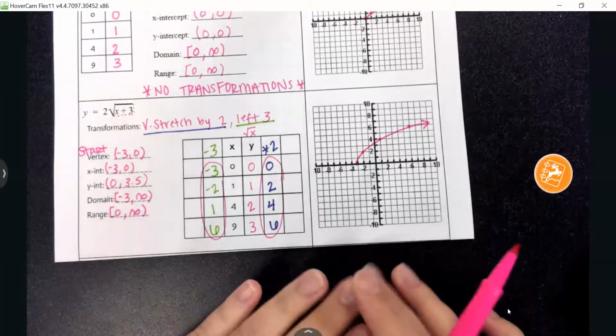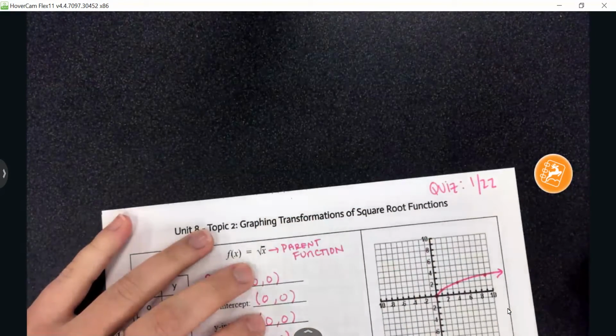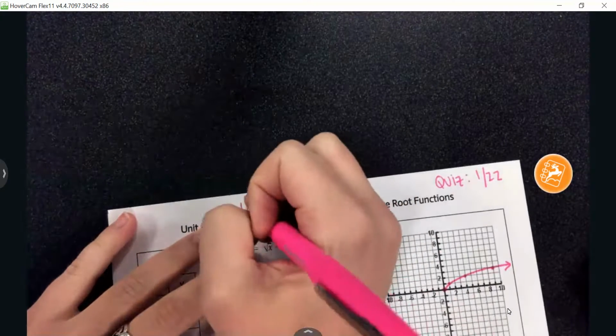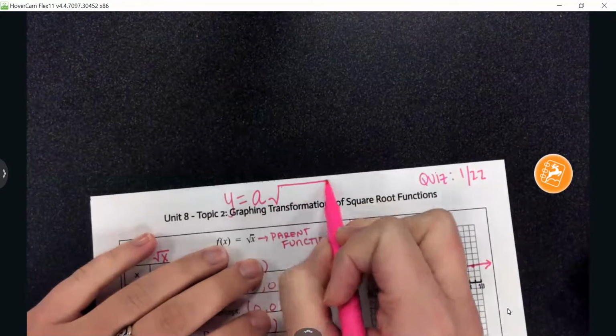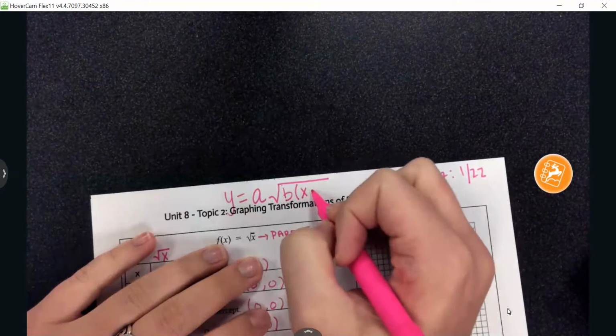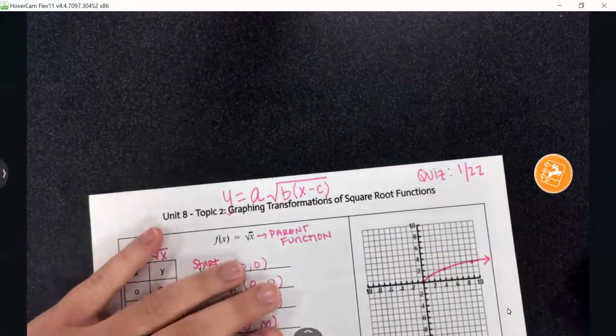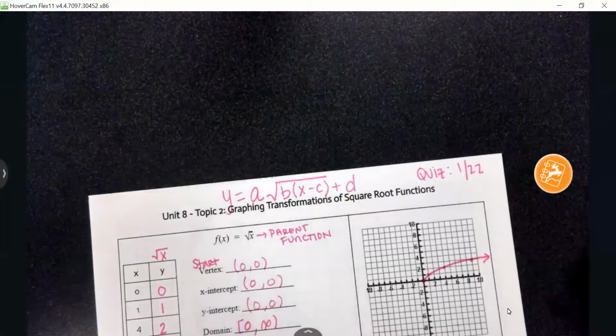Okay. Here's 2 things. Number 1, today in class, you're going to finish the last 6 graphs. At the bottom, it asks you 5 questions, and you're going to need this equation. So either at the top or on the back, write this equation down. Y equals A square root B times X minus C plus D. That A, B, C, D, remember, is just a placeholder.